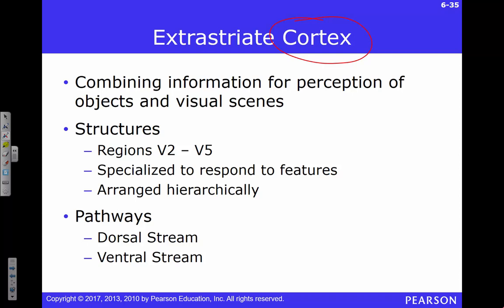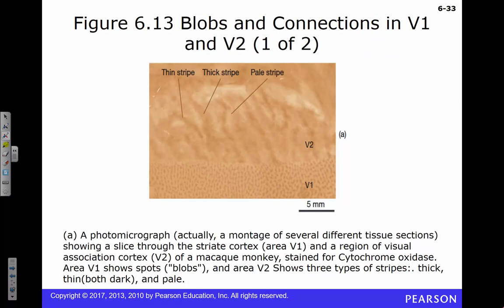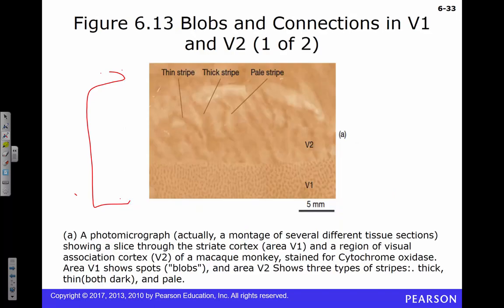We have primary visual cortex. From there, we're going to go to these extrastriate cortical regions. That means beyond striate cortex, or V1. The reason we call it striate cortex is you can see, remember those layers that we talked about? Okay. So we have those six layers. They're very prominent layers. You can see those quite easily. Right? It's actually kind of cool.